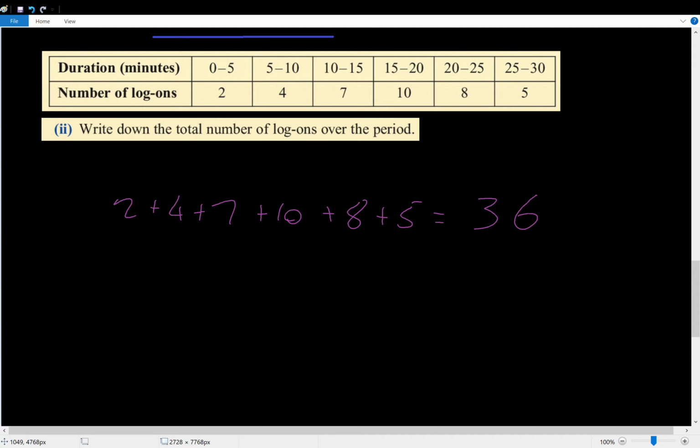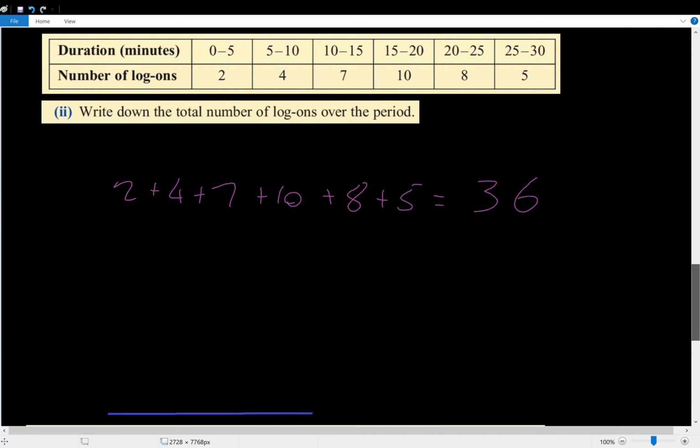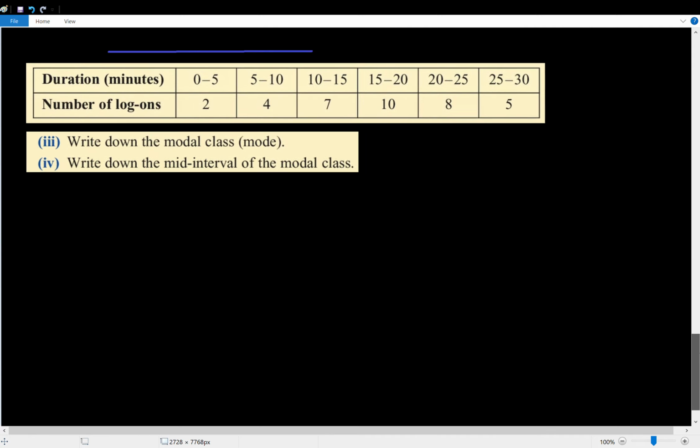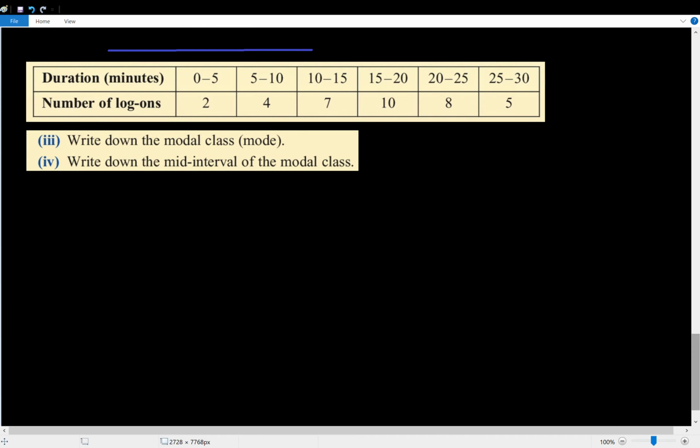And for the next part of this, we're asked to write down the modal class. In other words, the interval that has the largest number of logons in it. So this particular one would be the 15 to 20 minute interval.